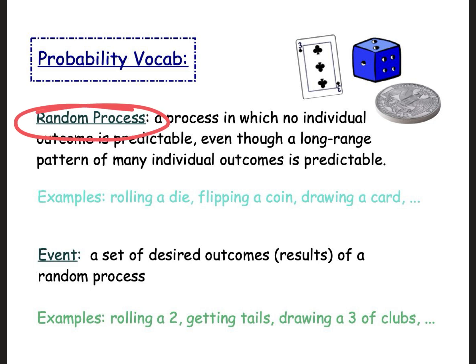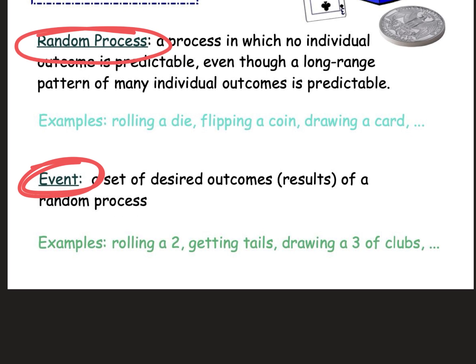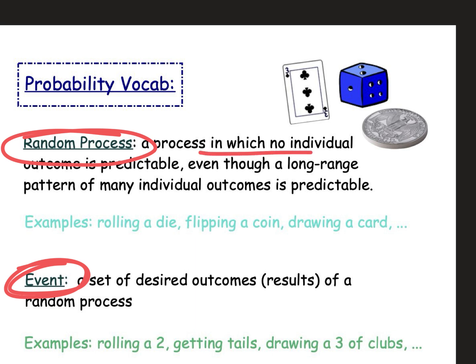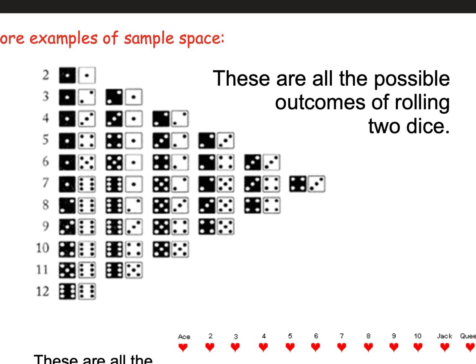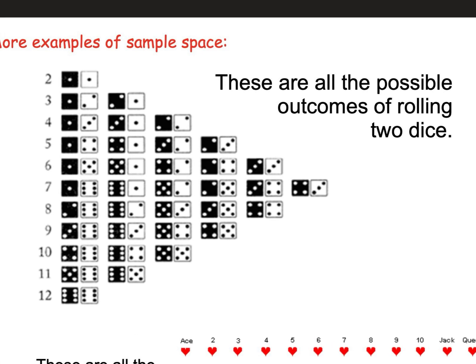I think you get what random means. Random means that you can't control it. It's just going to come up equally likely that any of the possible outcomes of the event would all happen. Okay, and no individual outcome is predictable. You can't predict ahead of time what's going to happen. That's what random means.